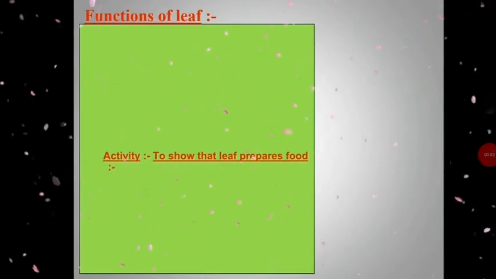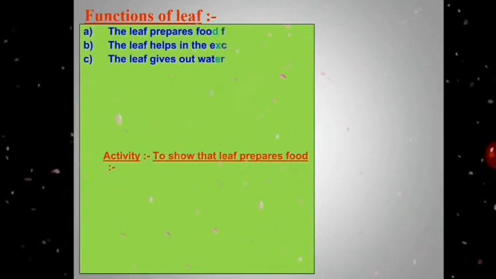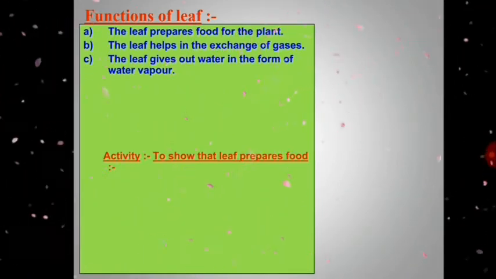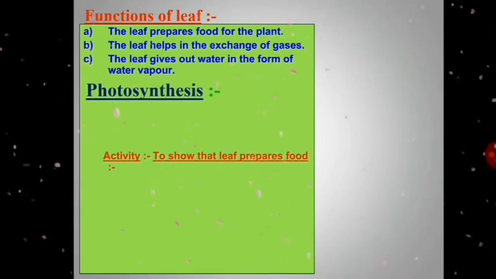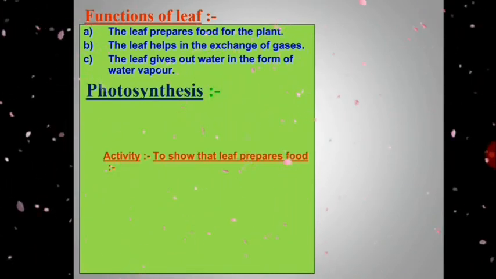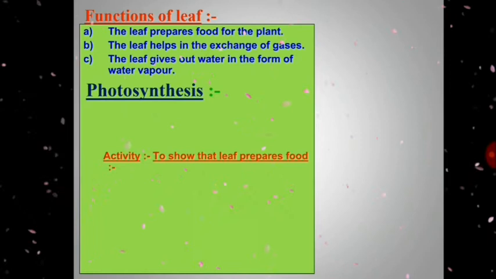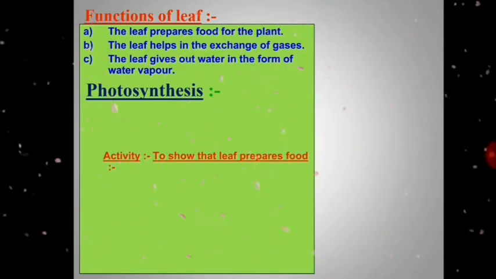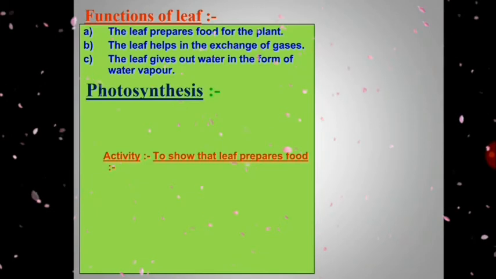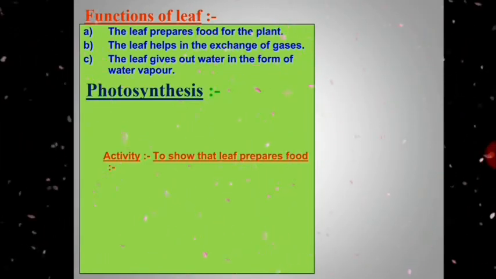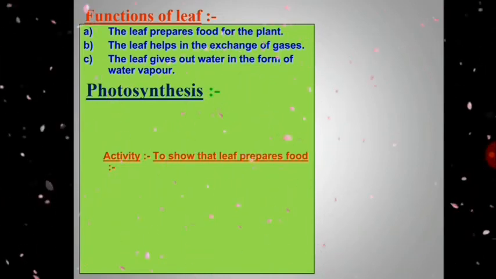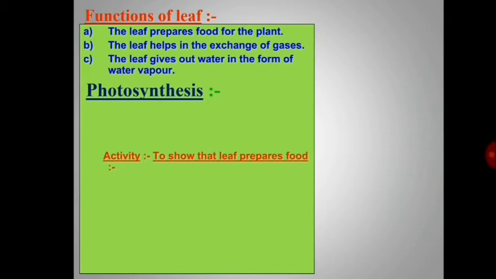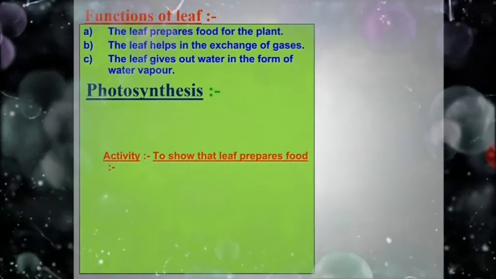The functions of the leaf. Leaf prepares food for the plant by a process called photosynthesis. The leaf helps in the exchange of gases between the leaves and the atmosphere. The leaves give out water in the form of water vapor, and this process is called transpiration. What is photosynthesis? Photosynthesis is the process of making food by the plants.